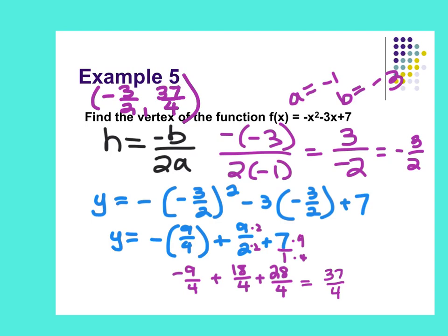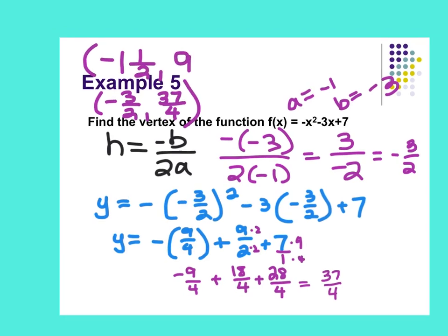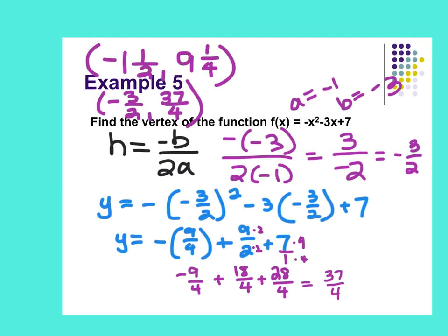You can leave it as 37/4 and negative 3/2. Just realize that when you go to graph it, obviously you need to make that a mixed number. That's going to be the same thing as negative 1 1/2 and 9 1/4, because eventually we're going to graph these, right?